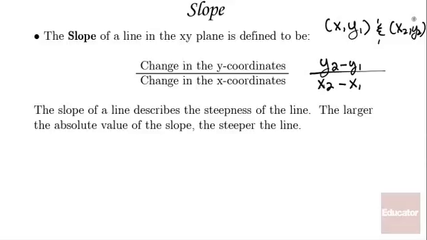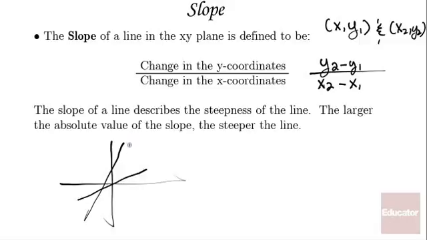What slope describes is the steepness of a line. It tells you how steep the line is. For example, if I have a line that looks like this versus one that looks like this, this line will have a steeper slope than that line. So it's going to have a larger absolute value. For example, perhaps the slope of this line is 8, and perhaps the slope of this line is 2.